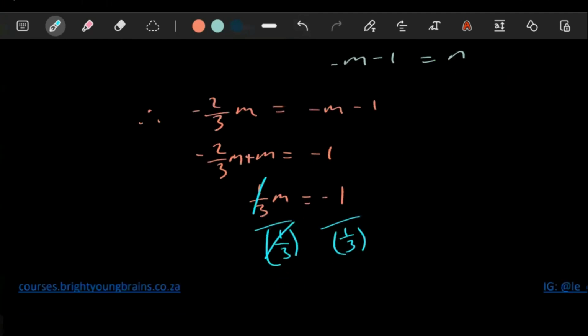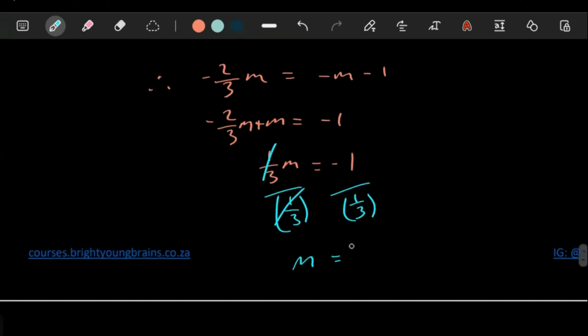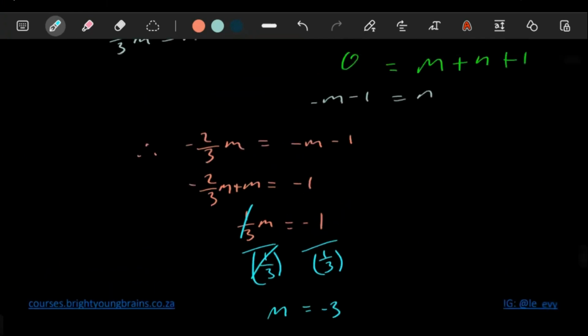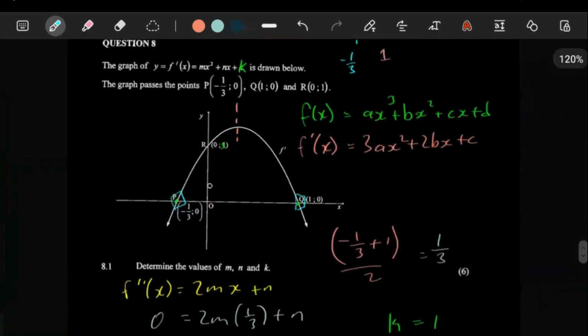So m here is equal to negative 1 divided by a third. You have to be careful here, this is giving us negative 3. So m is negative 3, as expected. m is supposed to be a negative value.